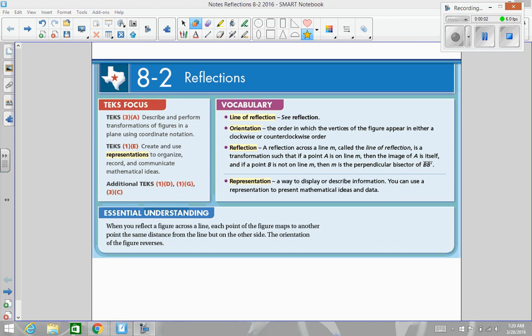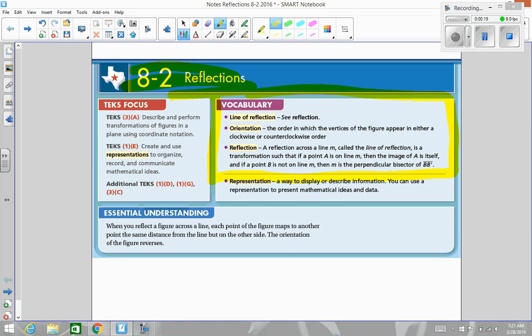Welcome to Geometry Pre-AP. Today we're going to do a video notes on transformations. This time we're going to talk about reflections. So you'll want to remember to get the title down, get the vocabulary down, and the essential understanding. Write all those parts down at the beginning of your notes.